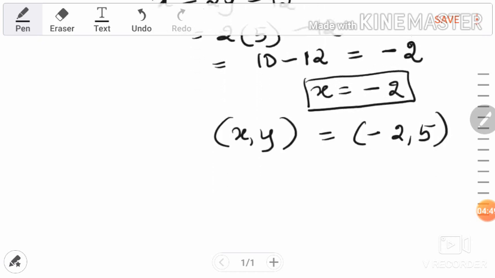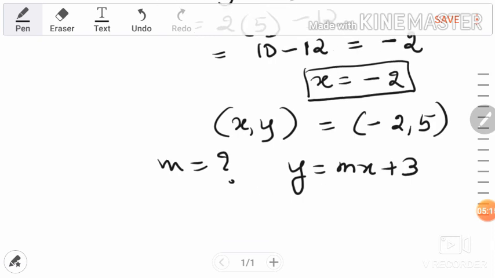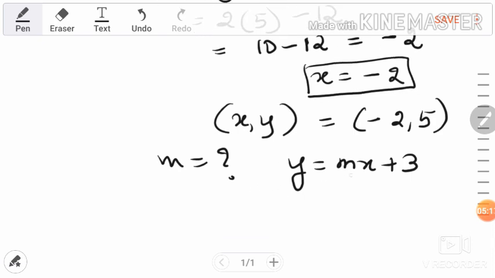Now the second part of the equation is asking you to find m. y equal to mx plus c. What this means is y and x, when substituted in this equation, left hand side is equal to the right hand side. So let's substitute the values of y and x here. 5 is equal to m times minus 2 plus 3.